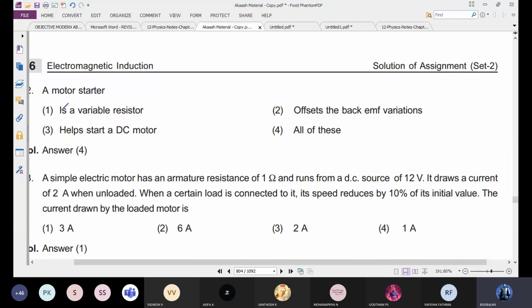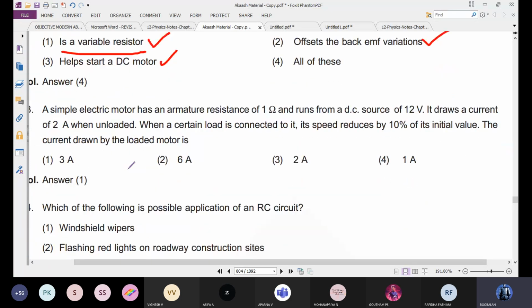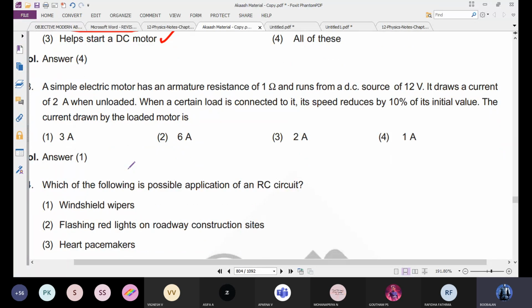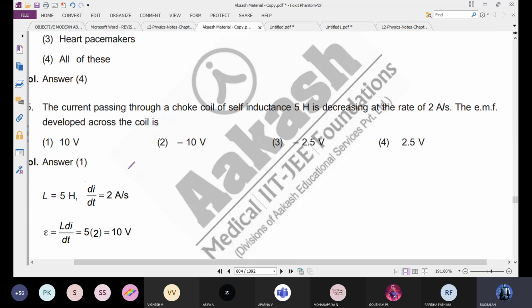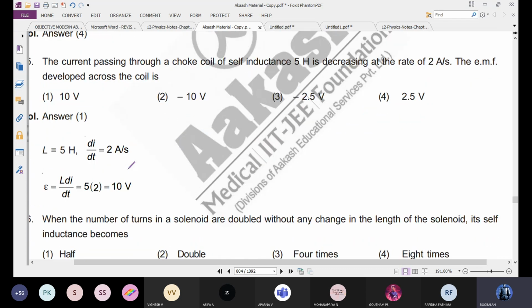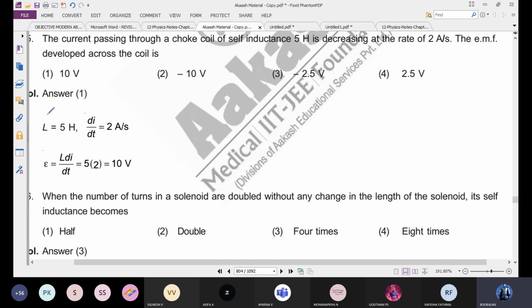A motor starter is a variable resistor, with opposite back EMF variation, like a DC motor starter. All those things, so in all 4 conditions it is applicable. AC motor and AC generator we will discuss in the next chapter.